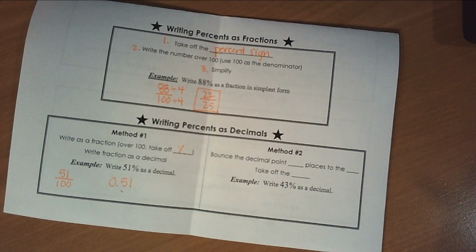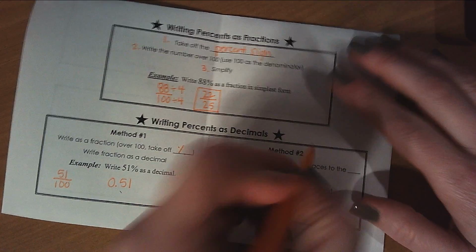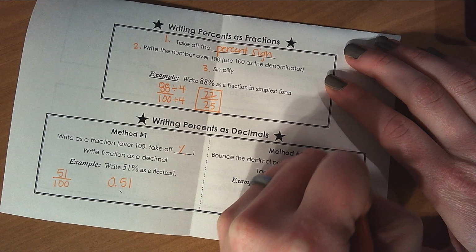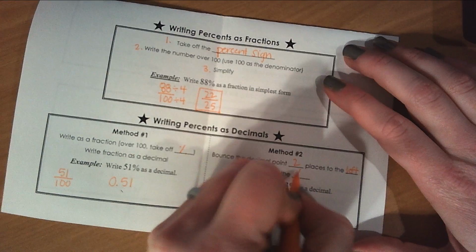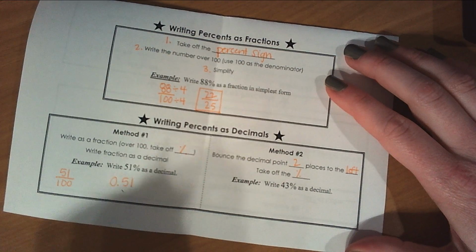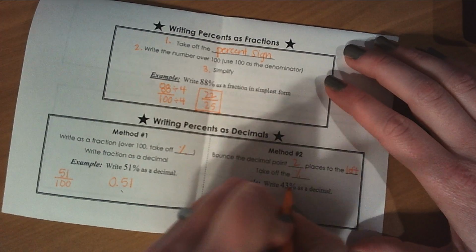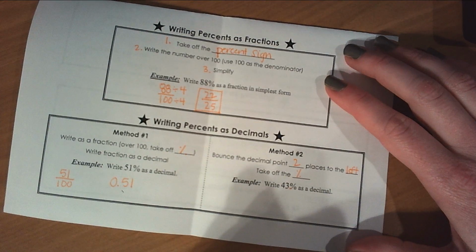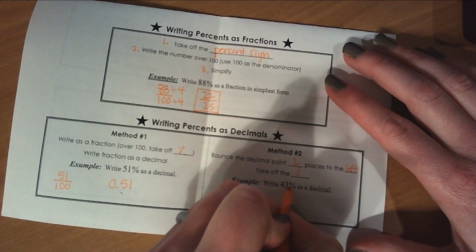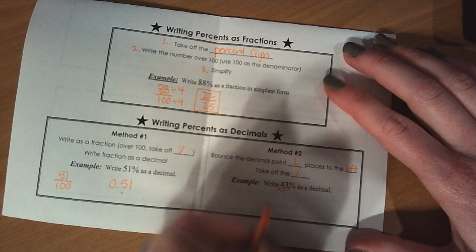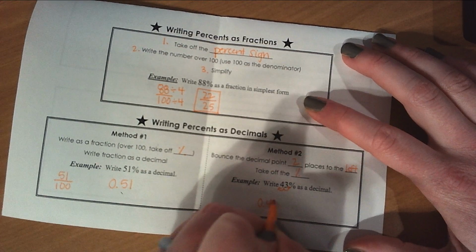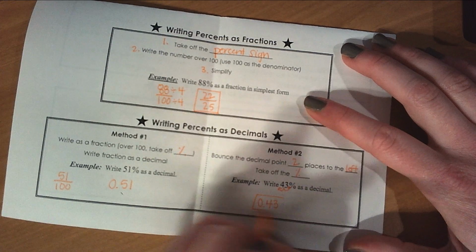Method number 2 would be to bounce the decimal 2 places to the left and take off the percent sign. So on 43%, the decimal's at the end of the 43, it's after the whole number here. We can move that decimal 2 places to the left, and when we do that, we get 43 hundredths as our decimal. You can pick either method.